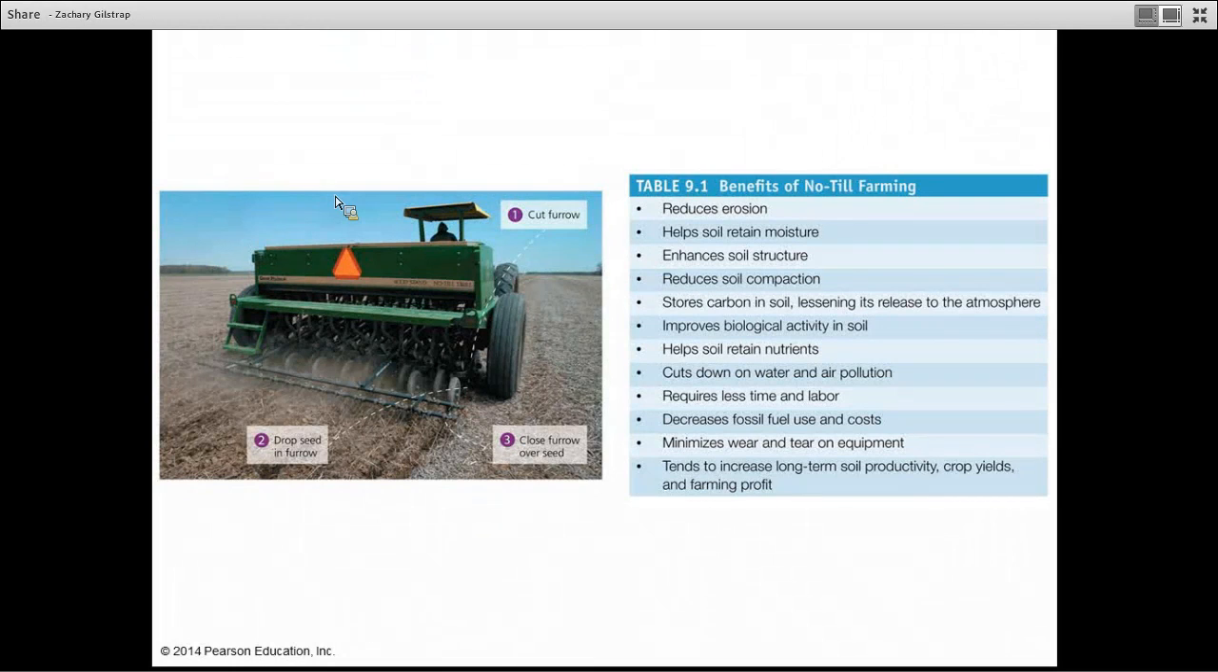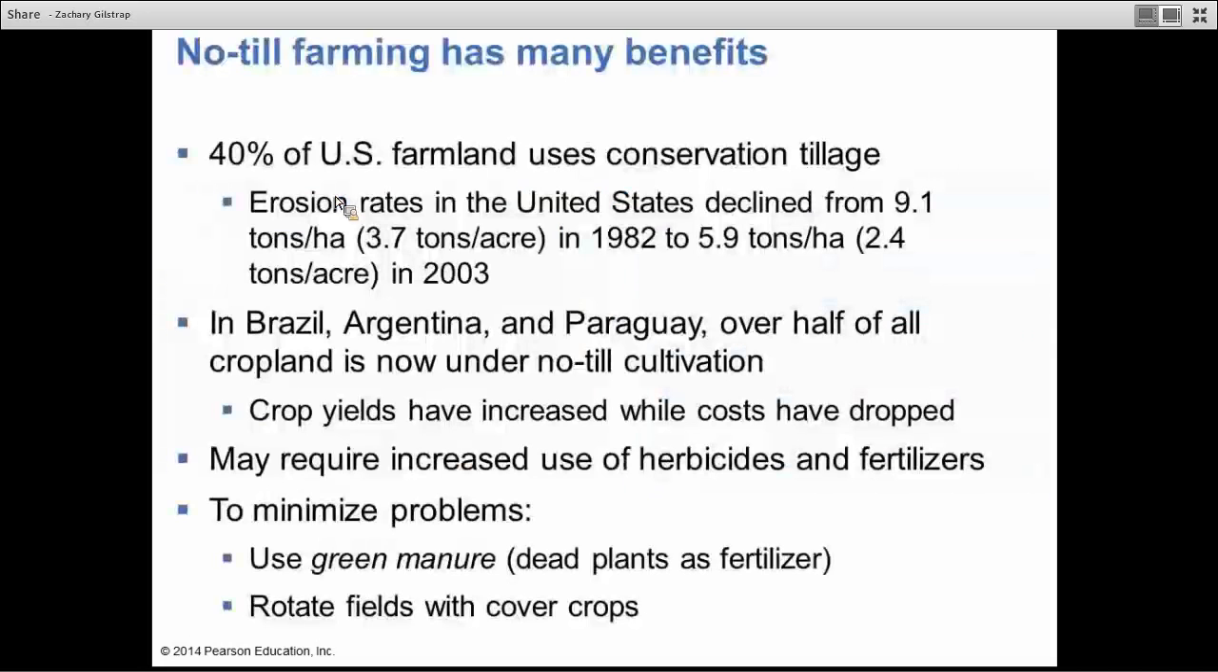No-till and conservation tillage methods were pioneered in the United States and the United Kingdom, but are now most widespread in subtropical and temperate South America, and has many benefits we have listed here. You can take a little bit of time to read through it if you wish.